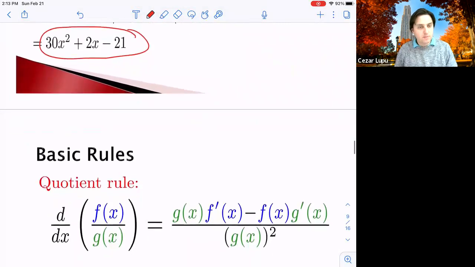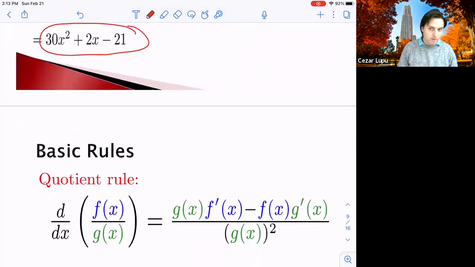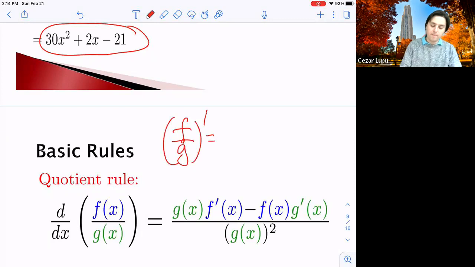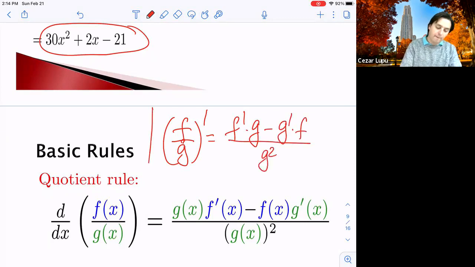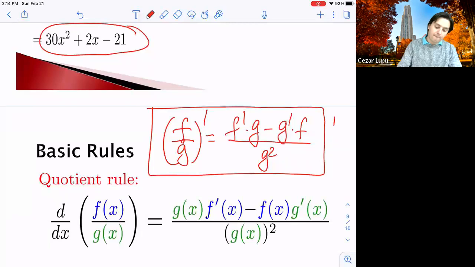And this time, if we talked about the sum and the difference, and now since we talk about the product, why not talk about the quotient? So here we go. We have the quotient rule. So what happens when we would like to compute the derivative of the quotient of two functions? In other words, what happens if we have f over g everything prime? Well, guess what? It's f prime times g minus g prime times f everything over g squared. So that's the rule.